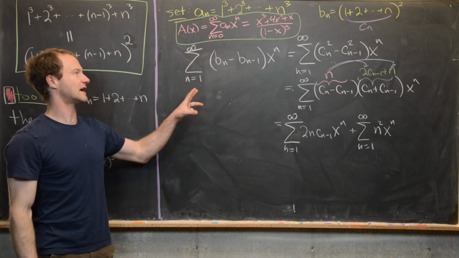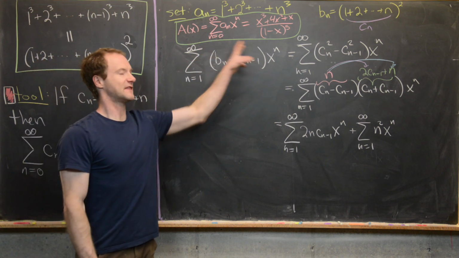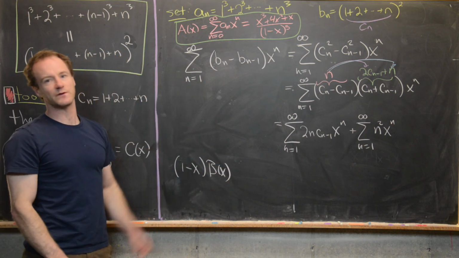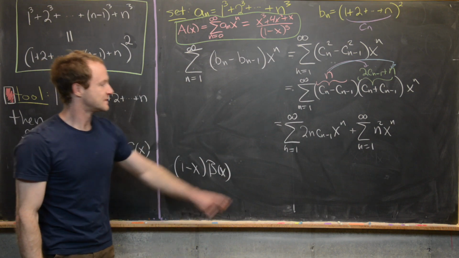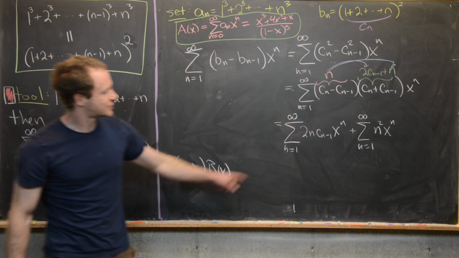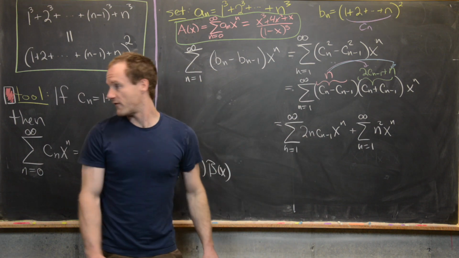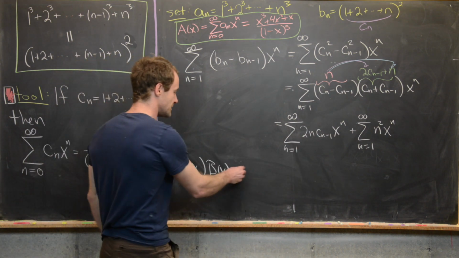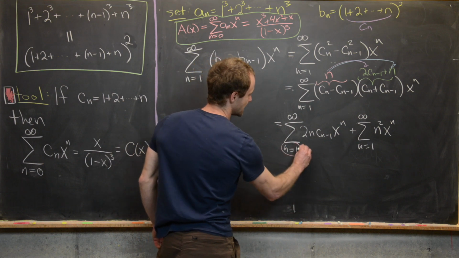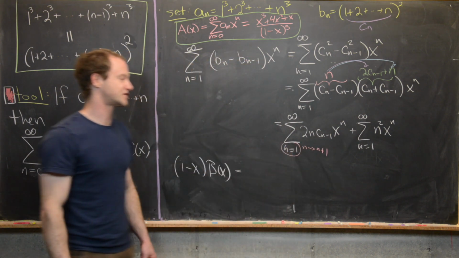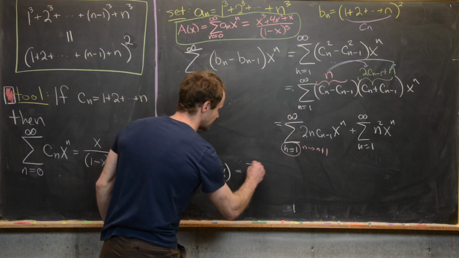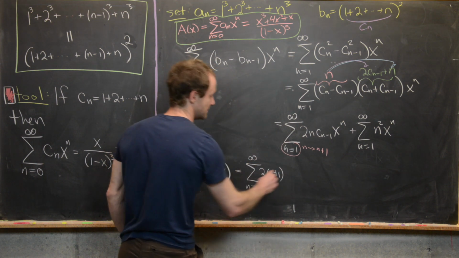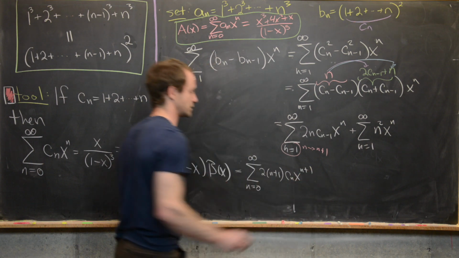Now I want to do something similar to what I've done in the other cases, and I want to notice that this left-hand side is going to be (1 - x) times B(x). So that's exactly something we've done in the other cases, so I don't need to labor that too much. And now I want to rewrite this a little bit. And so we want to visualize this as a derivative of our C(x) generating function. So I can first re-index this so it starts at n equals 0. So in other words, here I'm going to send n to n + 1. Notice that's going to change my starting point from 1 to 0. And that's going to give me here this sum as n goes from 0 to infinity of 2 times (n + 1) times c_n times x^(n+1).